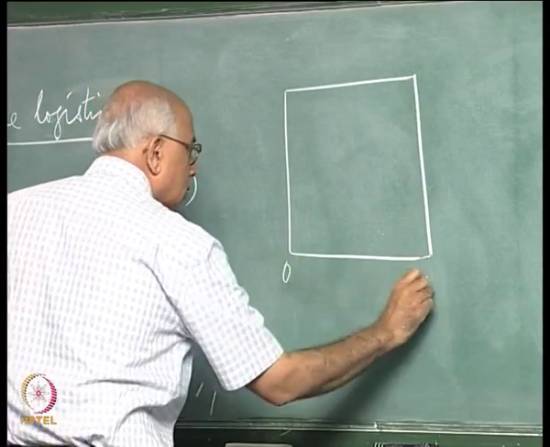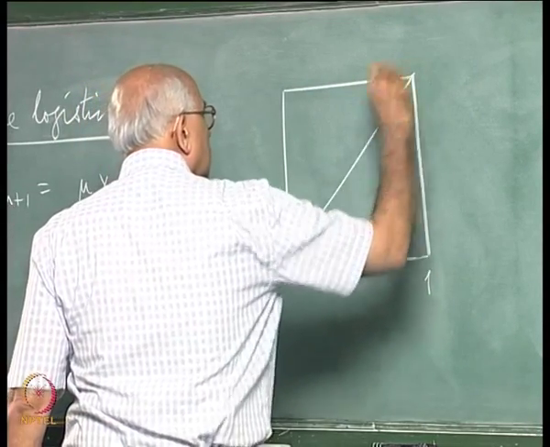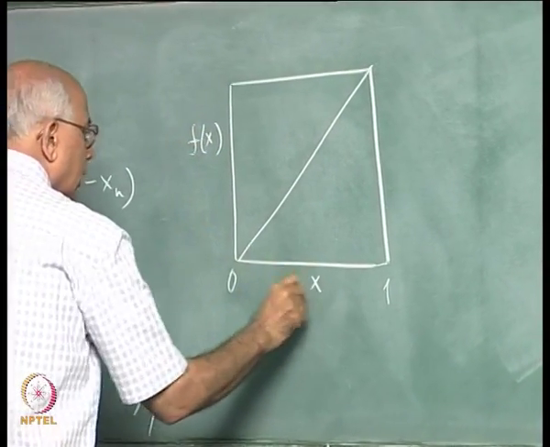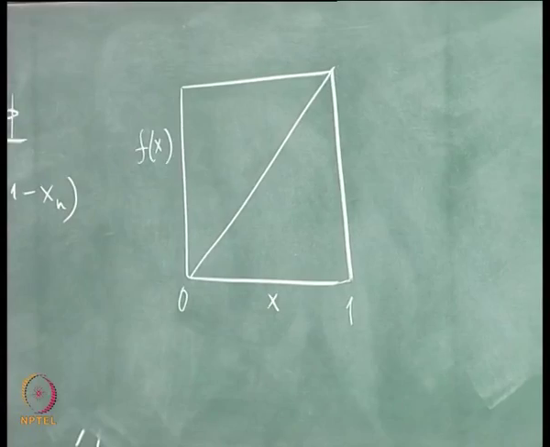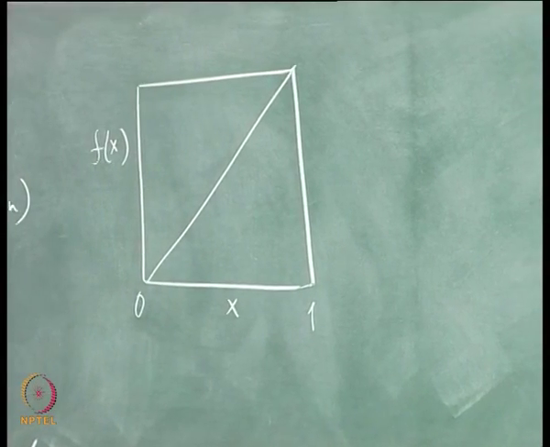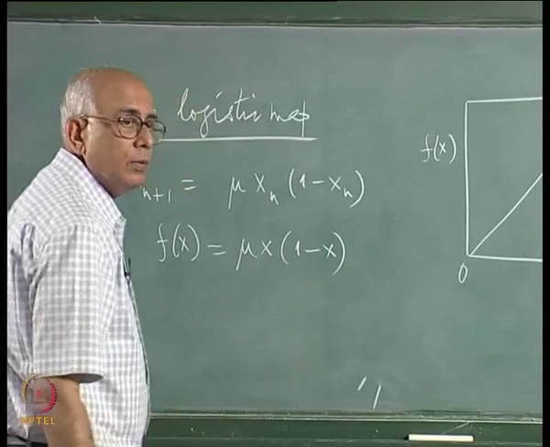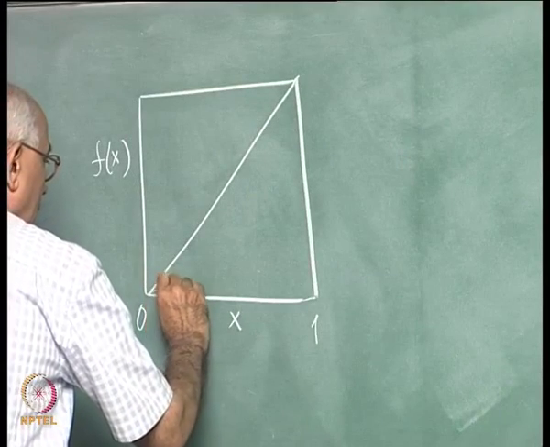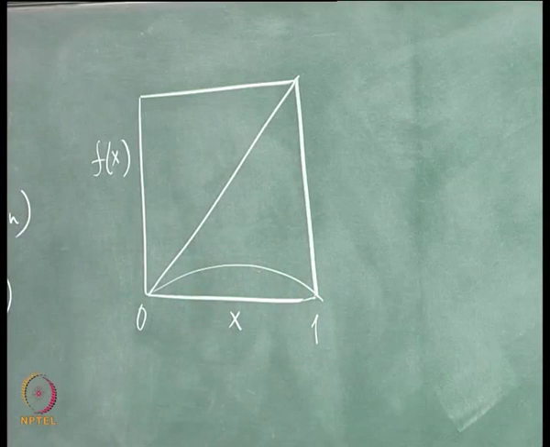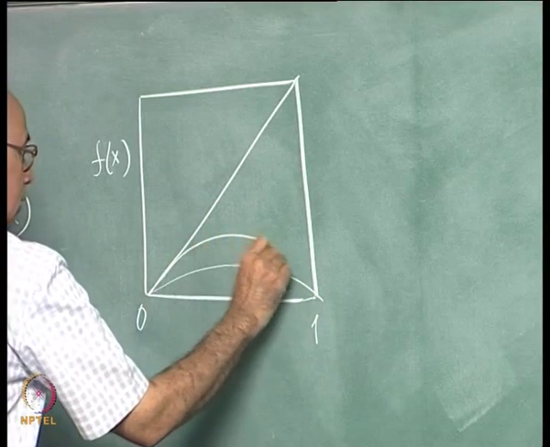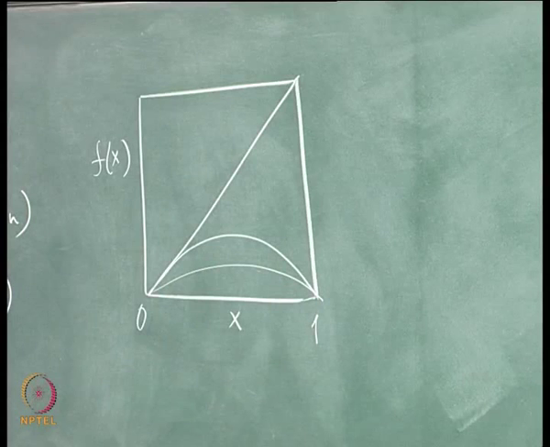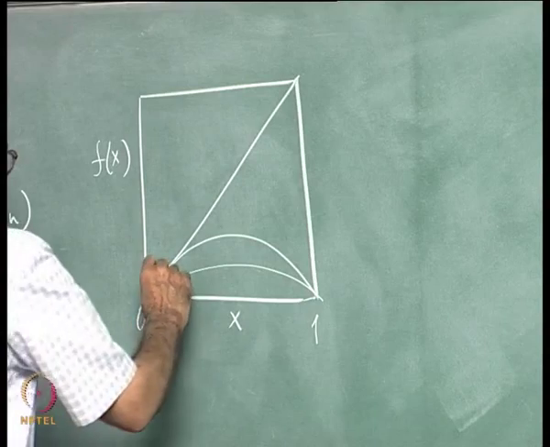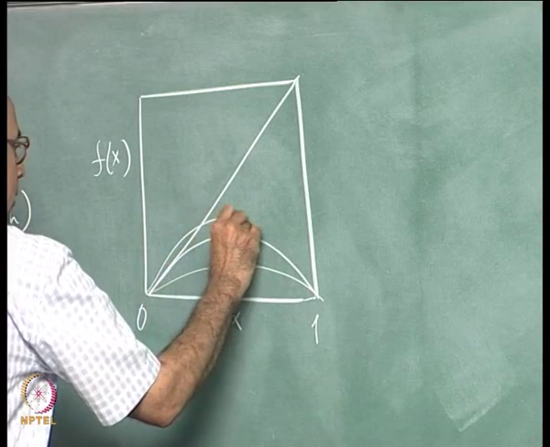So here we are, 0 to 1, that is the bisector, and I am plotting f of x versus x, and f of x is mu x times 1 minus x. So originally for mu less than 1 I had something like this perhaps, at mu equal to 1 I have this. This is a marginal fixed point and it is immediately clear that as soon as mu exceeds 1 it does this.